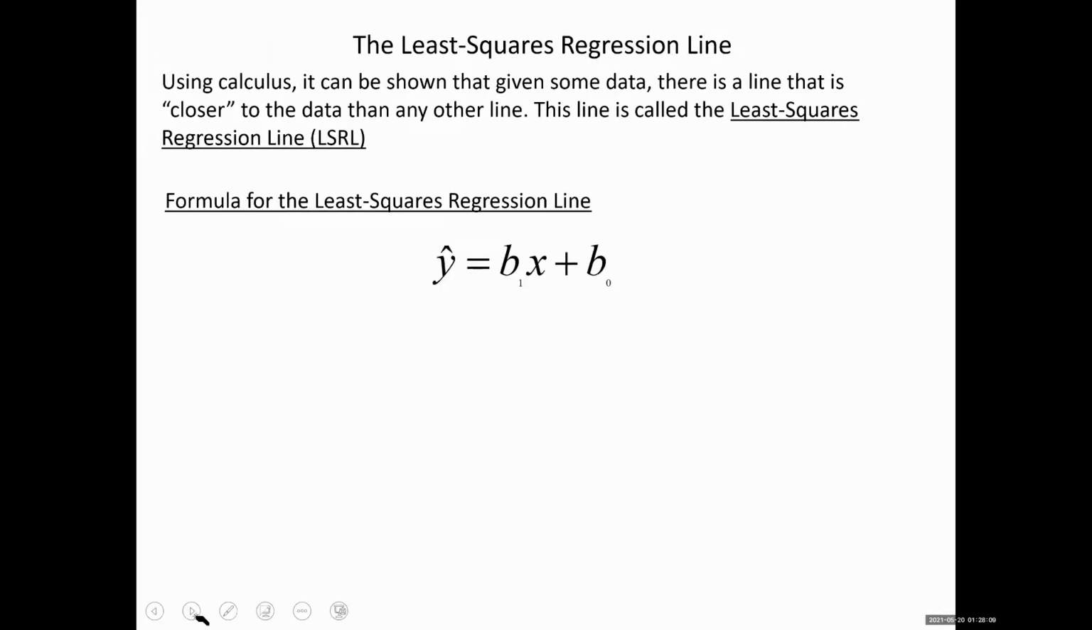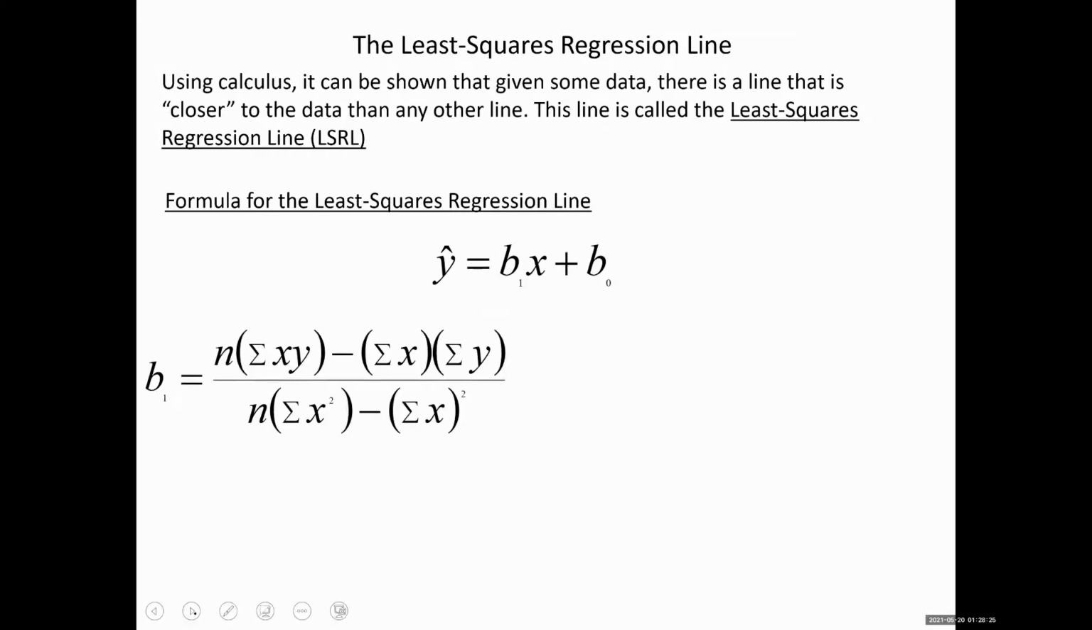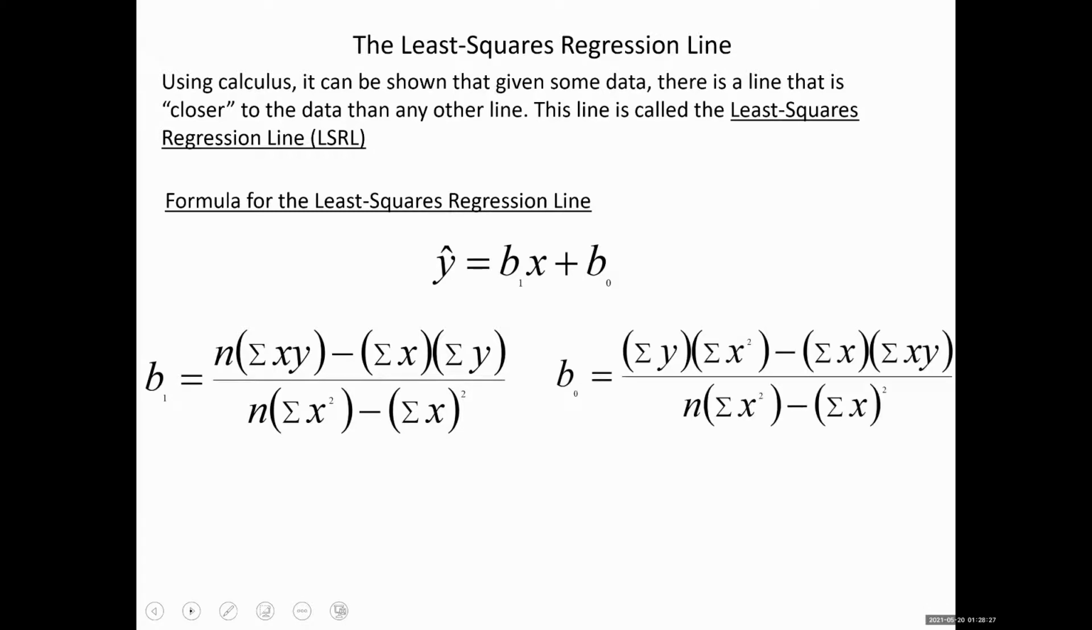Well, normally for a line we write y equals mx plus b. But for some reason, the number that's in front of the x, instead of calling it m, they call it b1. Just remember that b1 is the number that's in front of the x, and the number that's added at the end there is called b0. And here's the formula for b1 from calculus, and here's the formula for b0 from calculus. Again, we'll talk about calculating it later, but we have formulas for it. So you just take your paired data, calculate these things, and then you have the equation of your line.